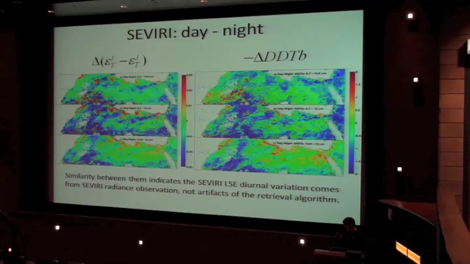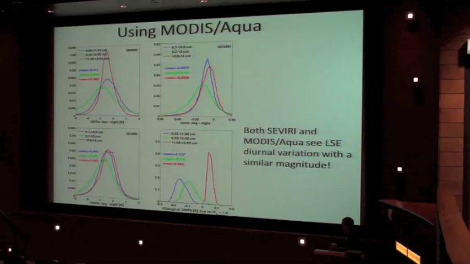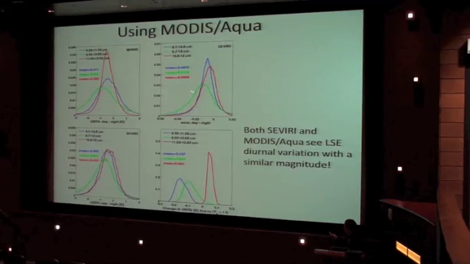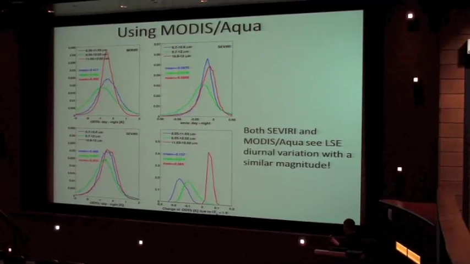But there is still a possibility that the SEVIRI radiance observation might have some false diurnal variation, maybe due to calibration or something. So what if we look at a different radiance observation? We use MODIS Aqua here. I don't have to explain these figures, but what we found is that both SEVIRI and MODIS Aqua see the emissivity diurnal variation with a very similar magnitude.